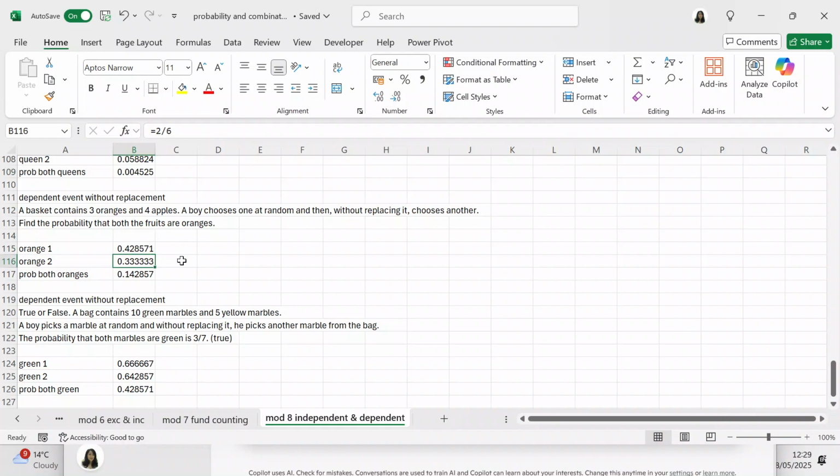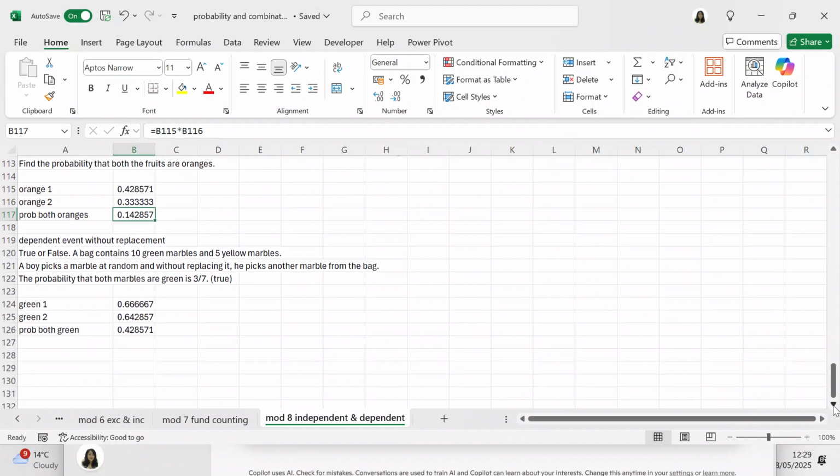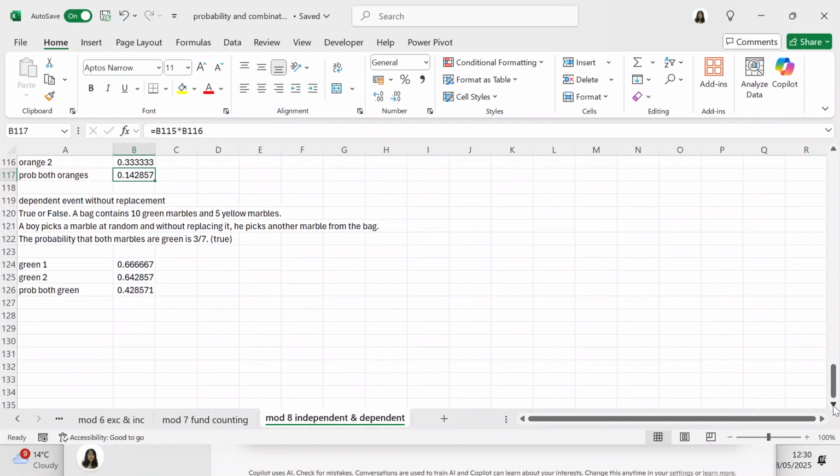The probability of pulling an orange the second time is going to be 3 minus 1 equals 2, and then 7 minus 1 equals 6. So that's 2 divided by 6. And then the probability of both oranges is orange 1 times orange 2, which is 14.2857%.